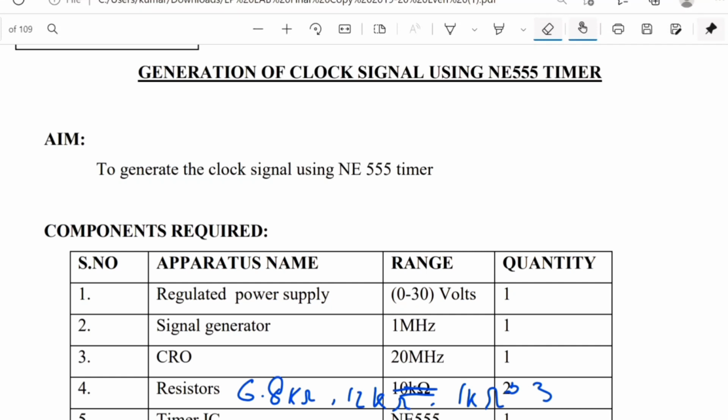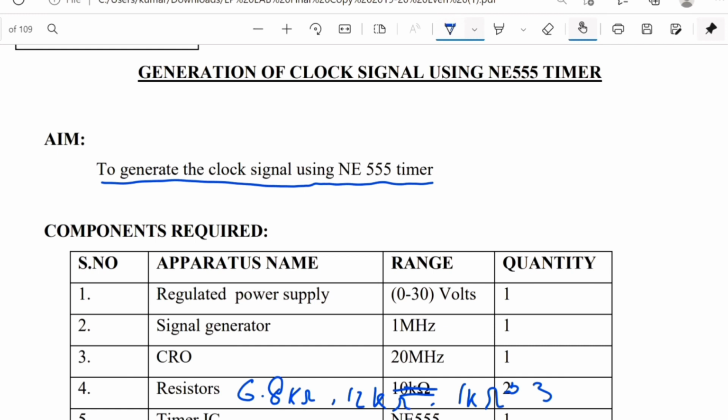This is the video which gives you the generation of clock signal using NE555 timer. It's one among the electronics experiments in the engineering practices lab. We'll go with the experiment. The aim of this experiment is to generate a clock signal using a 555 timer.